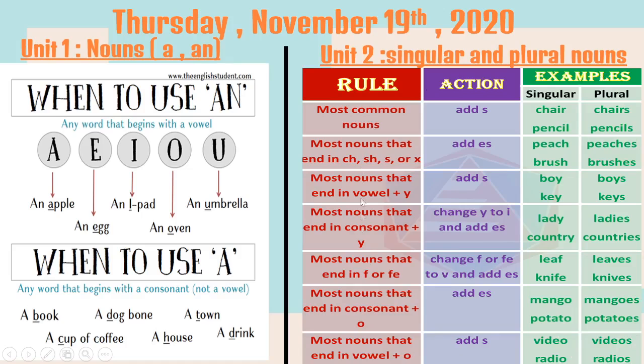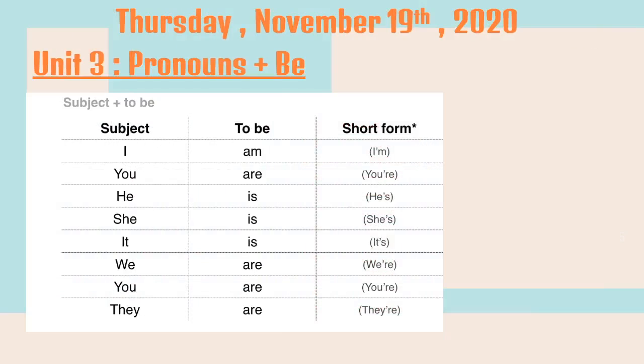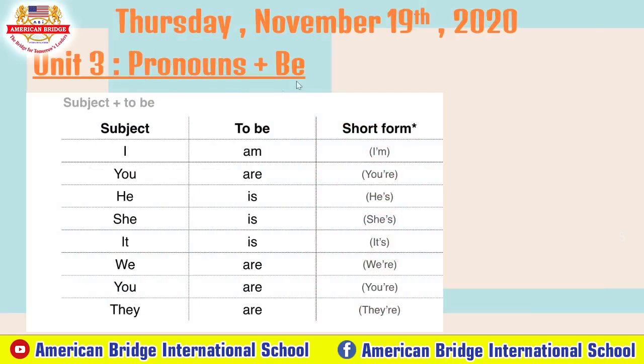Okay, so I hope that you understand how to use singular and plural, right? So now let's move to the next one that we talk about, unit 3. Okay, unit 3, this one we review again how to use pronoun plus be. So here are the subjects that we have: I, you, he, she, it, we, you, and they. And for to be we have am, is, and are.